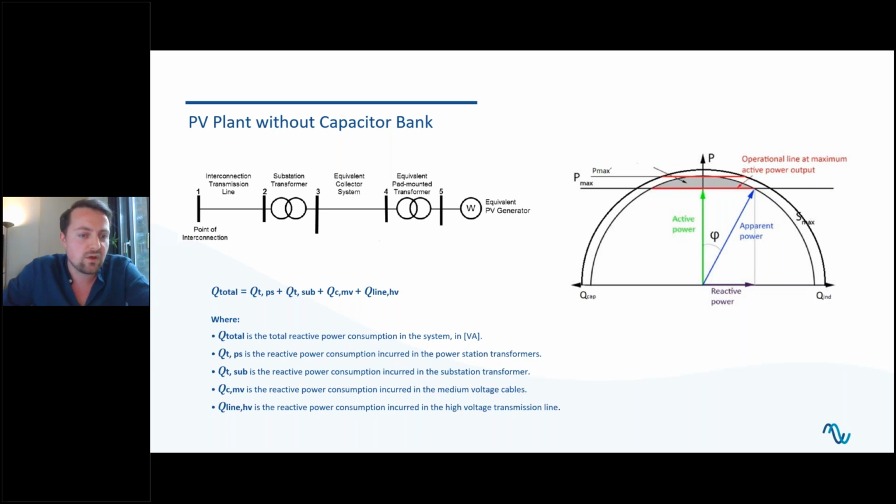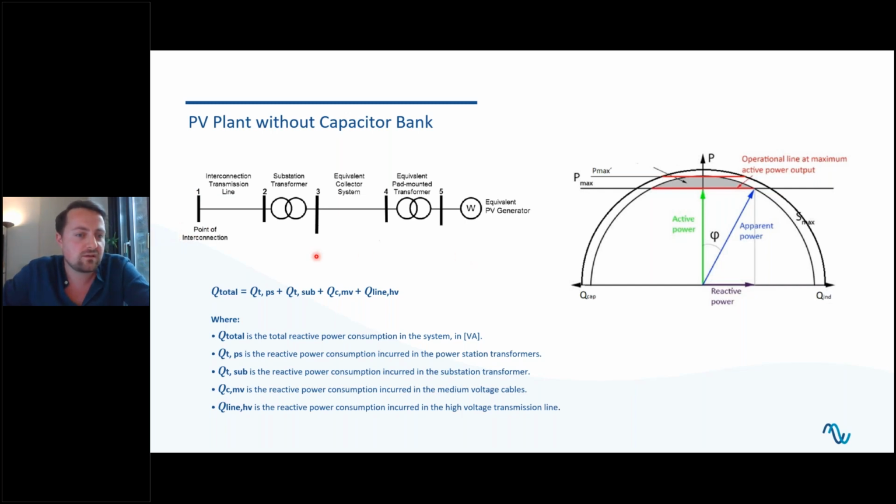So this example is a plant. It's a network model equivalent of a plant without a capacitor bank. Here in this plant, you can observe the equivalent of the PV generator, the power-mounted transformer, the collector system, the substation transformer, and the interconnection line until the point of interconnection.